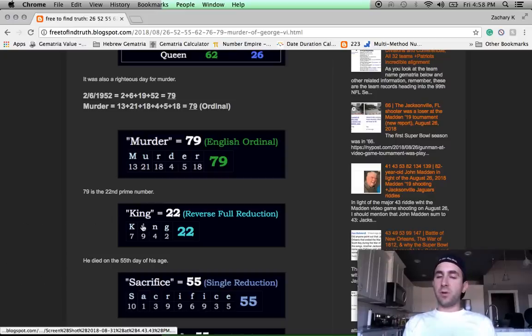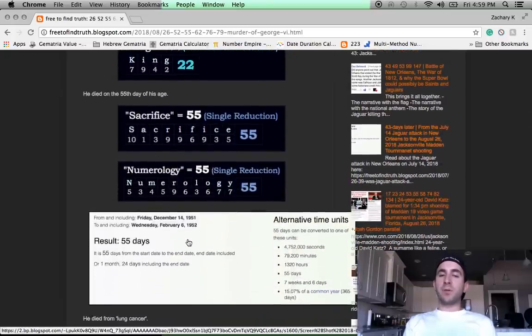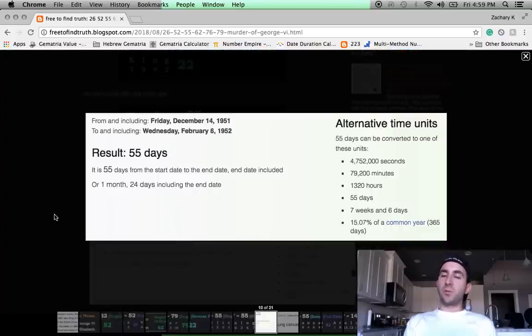The alphabetic order in reverse with the rules of numerology, king is 22. Again, 79 is the 22nd prime number. Now the king, his birthday was December 14th, same day George Washington, who has royal bloodlines, died in history by the numbers. George Washington died December 14th, 1799, at age 67, blood sacrifice 67. The word king also equals 67 when you flip the alphabetic order around.